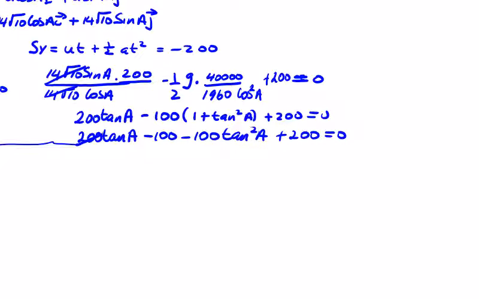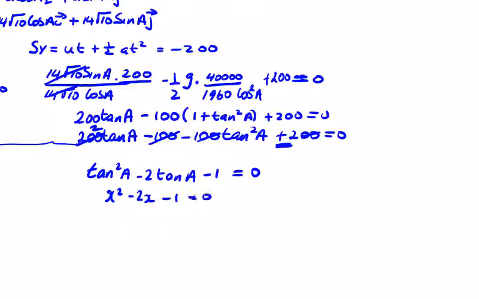So tidying it up and bringing everything to the right, I'm going to divide by 100 to get 2 tan a. Bringing tan squared a to the right, I'm going to get tan squared a minus 2 tan a, and bringing across a plus 1 to make it a minus 1, equals 0. And this is like x squared minus 2x minus 1 equals 0.